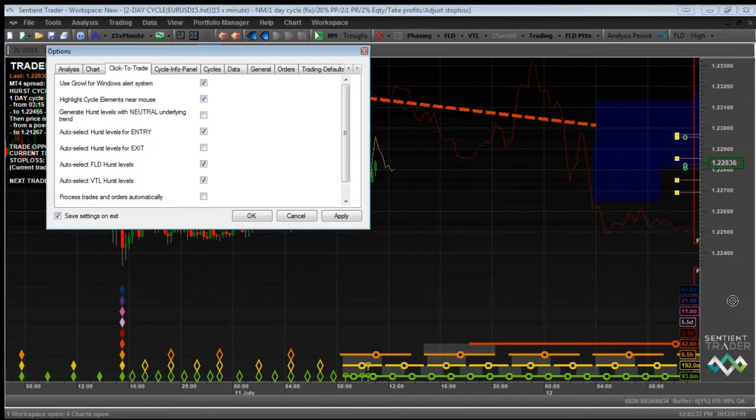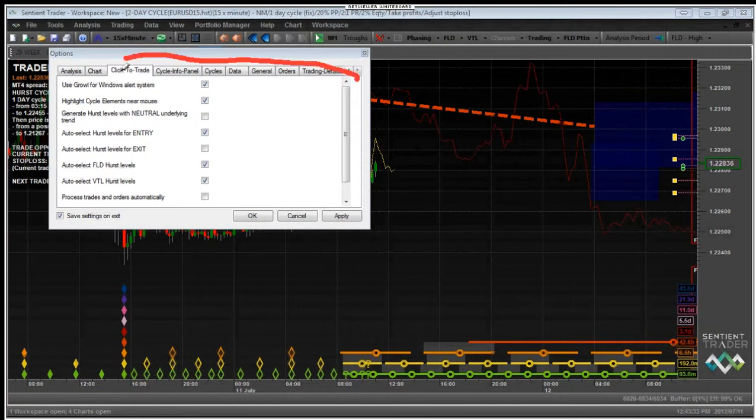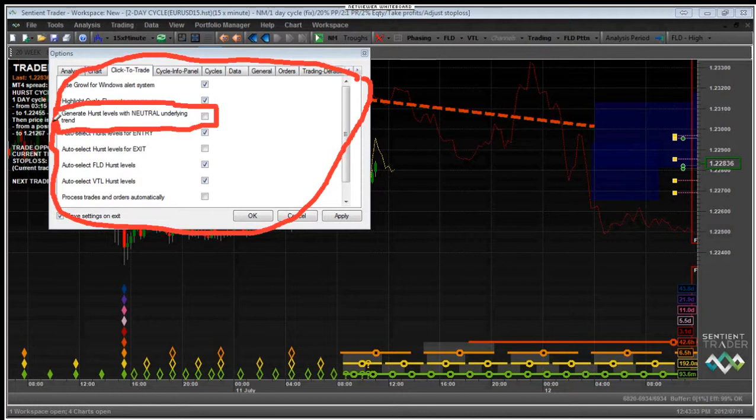Nagaraj, how do you take a long or short trade with neutral underlying trend? Okay, that's a good question. You will notice that in version 3 of Sentient Trader, there is a new panel for trading, which is Click to Trade. That's the Click to Trade tab. The first one is use Graal for Windows, and so on. And you can see here there's a very important setting: generate Hurst levels with neutral underlying trend. Do you want to or don't you?